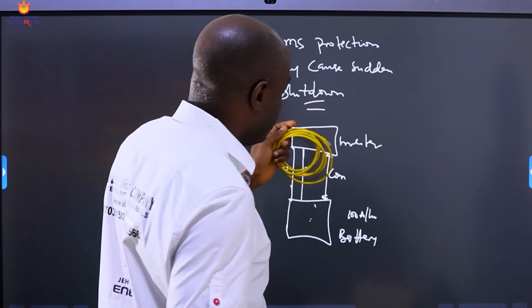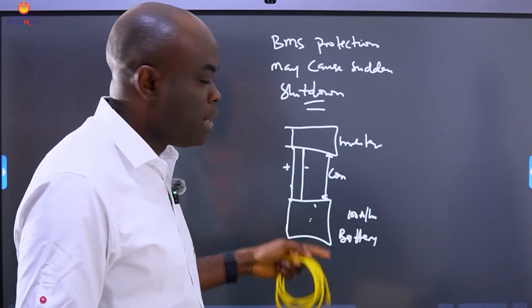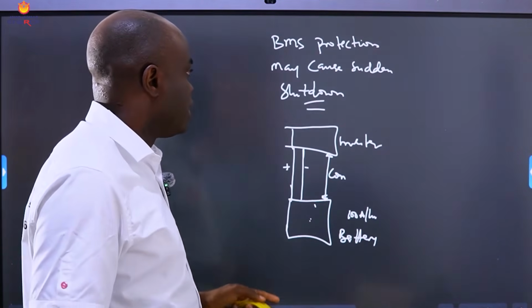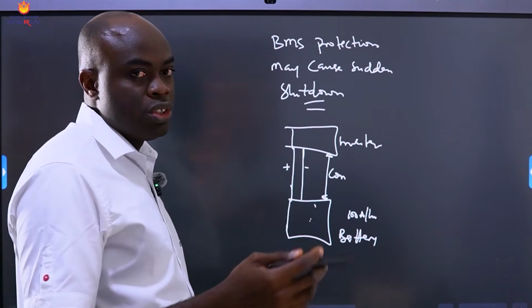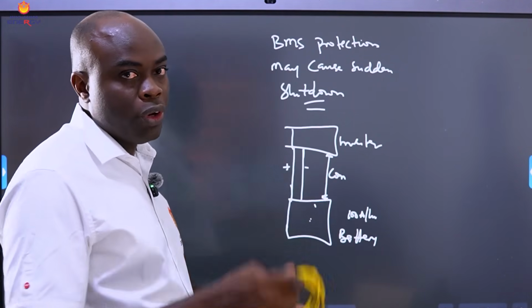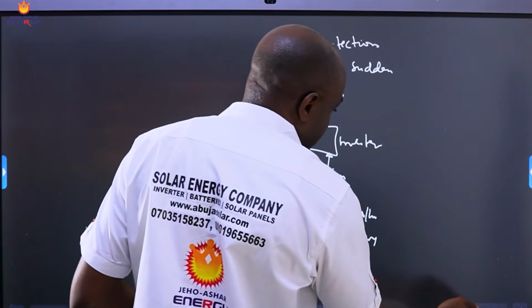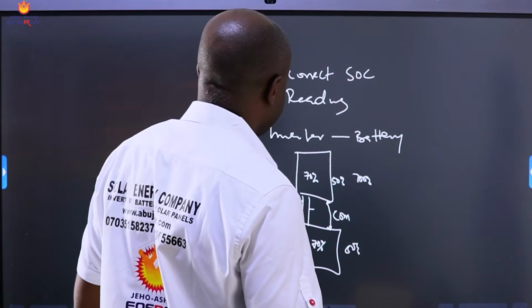The next one is the protection. BMS protection is activated. Without it, you get a sudden shutdown and whatever. But when you have it, the protection is activated and kept, and you don't have misbehavior on your site.